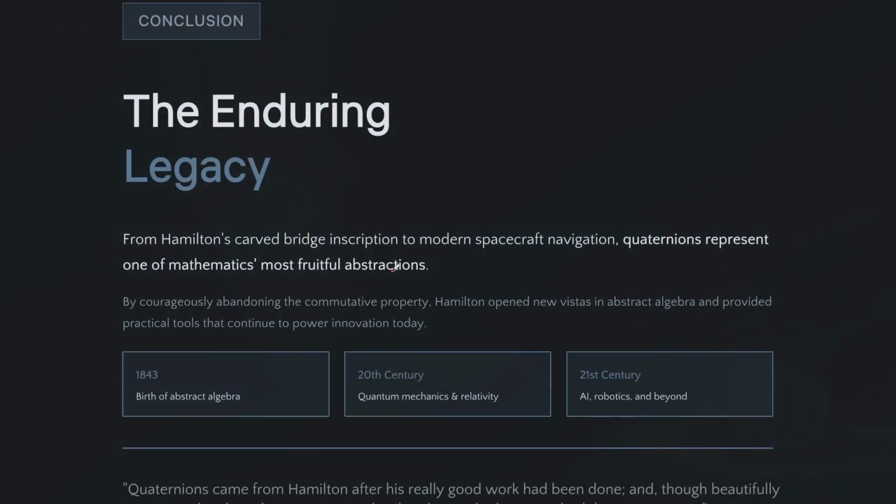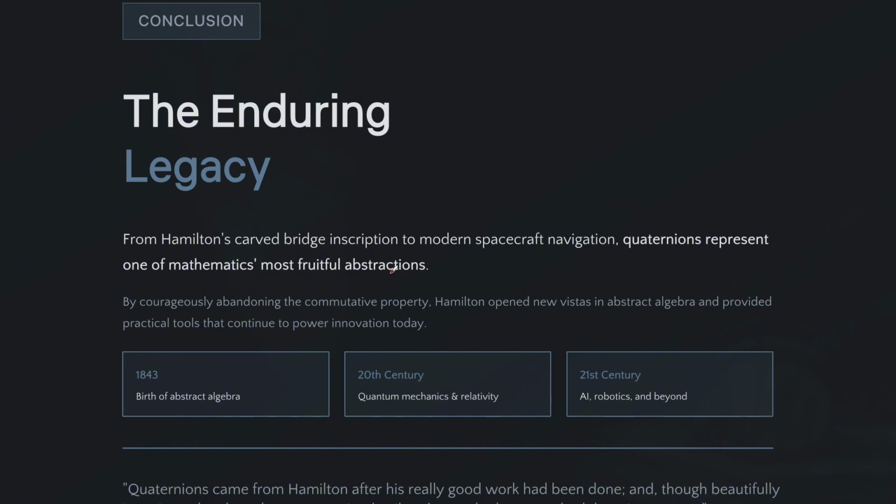From Hamilton's inscription on a bridge to guiding spacecraft and animating digital worlds, quaternions represent one of mathematics' most profound and practical abstractions. By daring to abandon commutativity, Hamilton not only founded abstract algebra but also gave us a language to describe the non-commutative nature of reality itself.